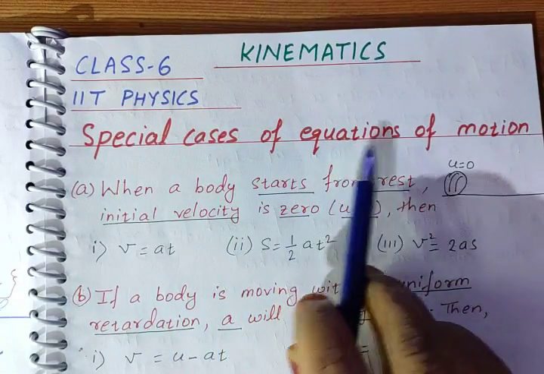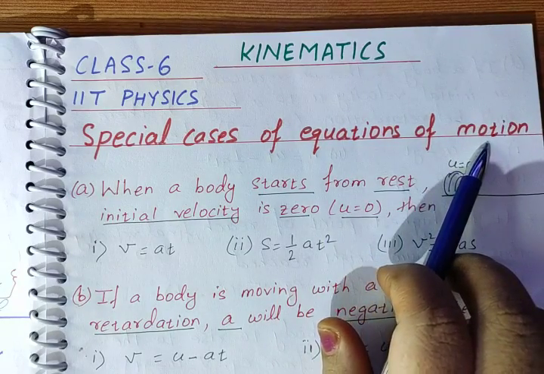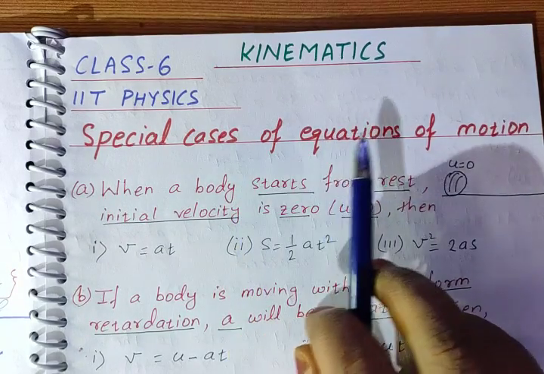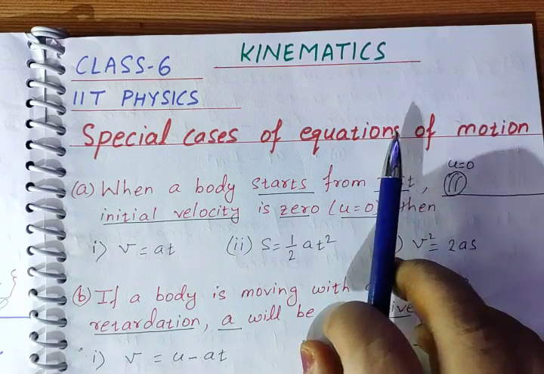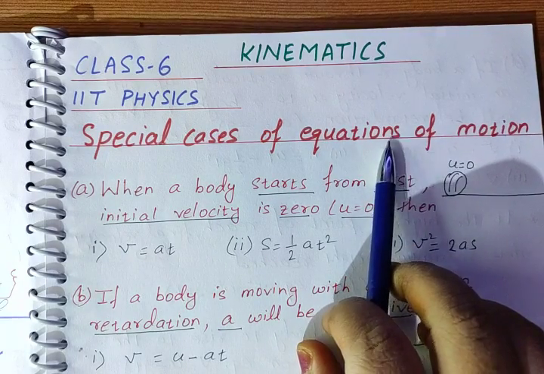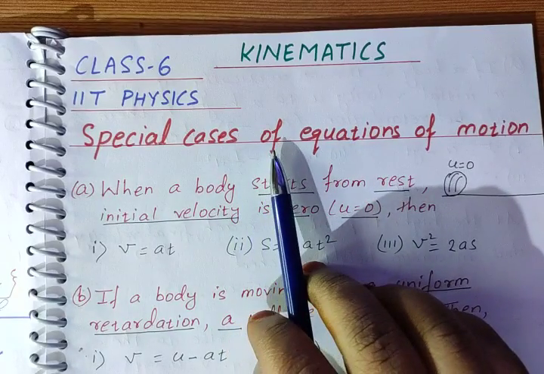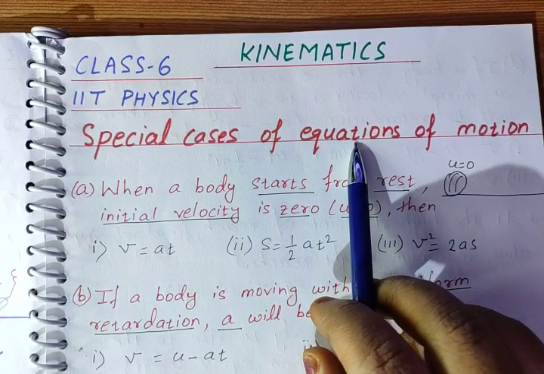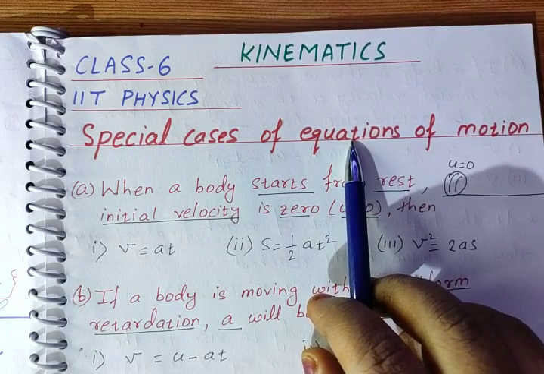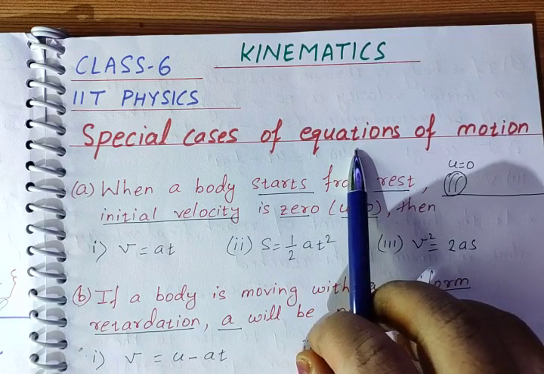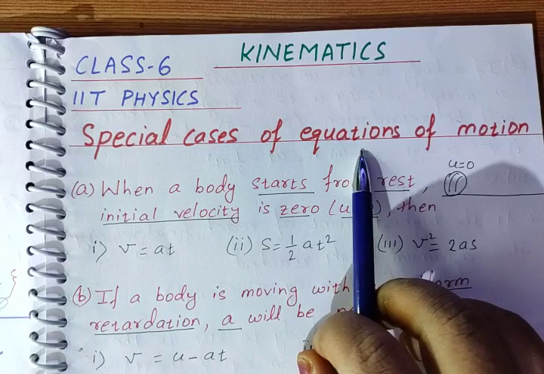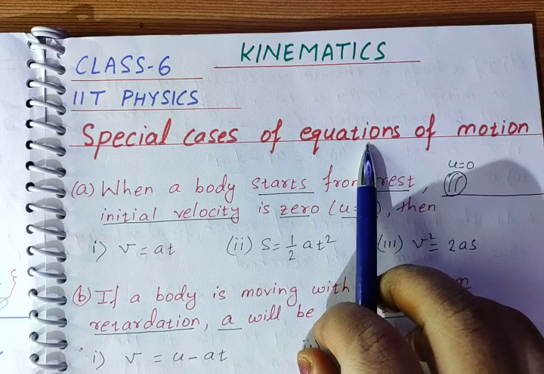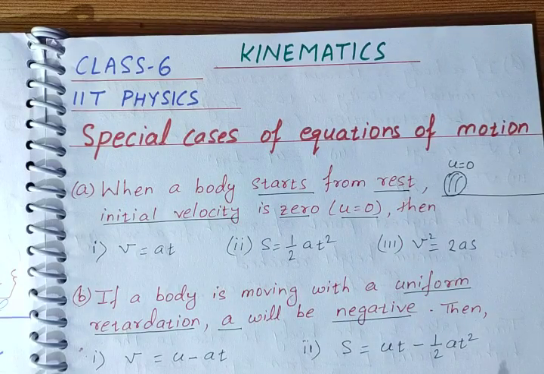Special cases of equations of motion. So what do special cases mean here? The basic form of the equations of motion, how it changes under some cases, that we will discuss now. So the three equations of motion: first is v is equal to u plus at, second is s is equal to ut plus half at square, and third is v square minus u square equal to 2as. Now we are going to see the special cases.